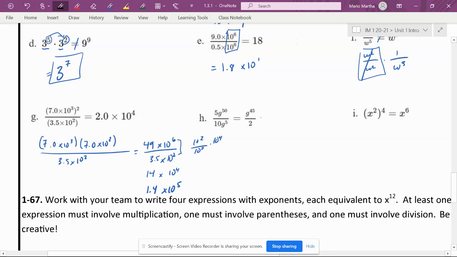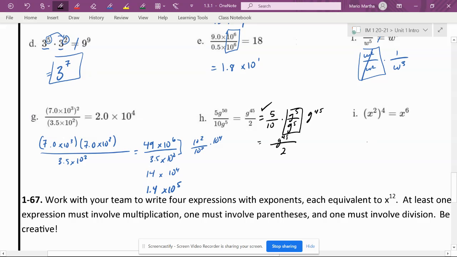For the next one, we want to simplify 5 over 10, and then times g to the fifth over g to the fifth times g to the 45. So 5 over 10, that's an equivalent expression of 1/2, so 1 over 2. And then that's our giant 1, and then g to the 45. So this seems to be true as well.